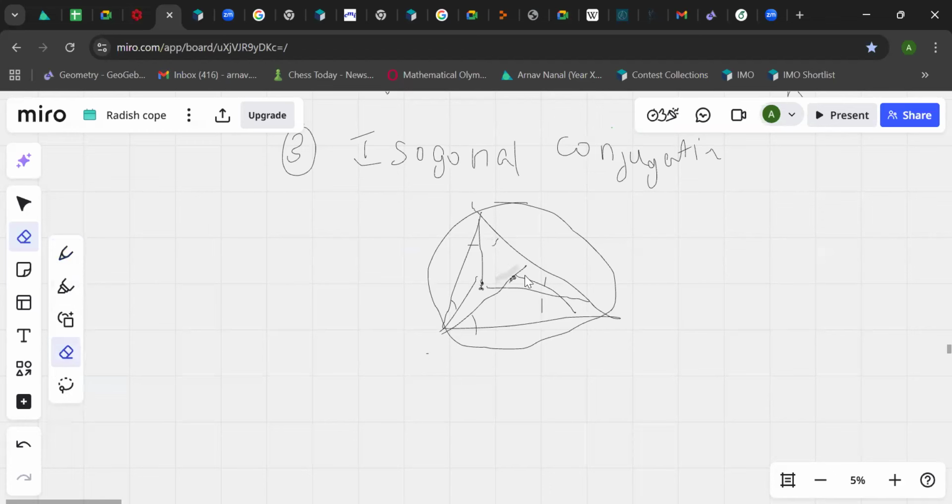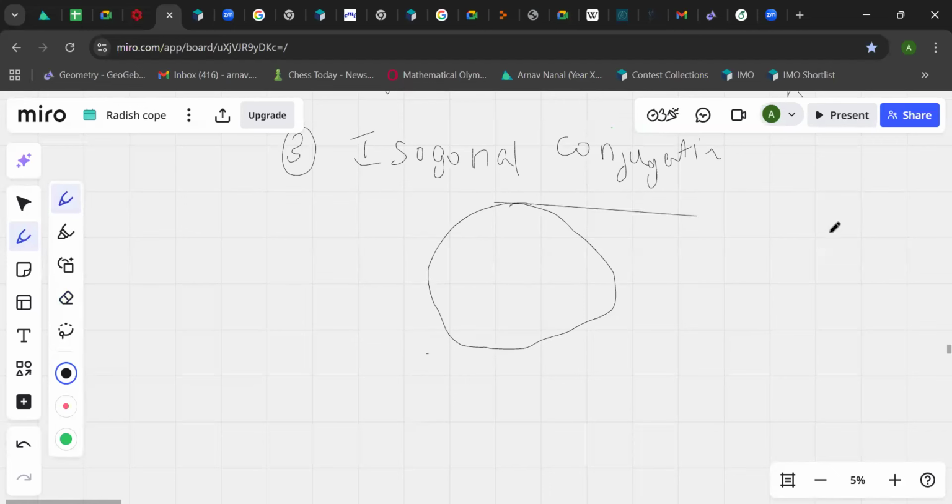You can extend this definition to points at infinity as well. The same stuff you do, take the perspectivity through A, reflected about the angle bisector and so on. So that's orthogonal conjugation. I'm just saying this for the sake of saying it. It's fine if you don't really understand it.